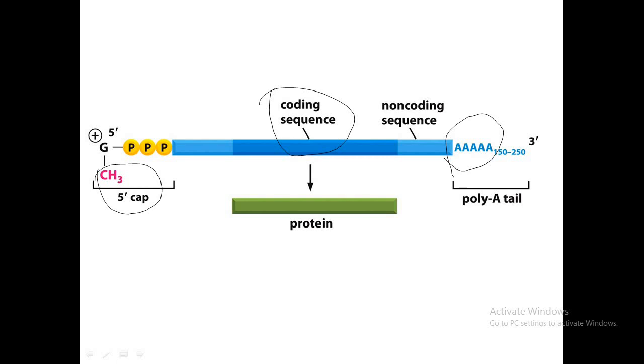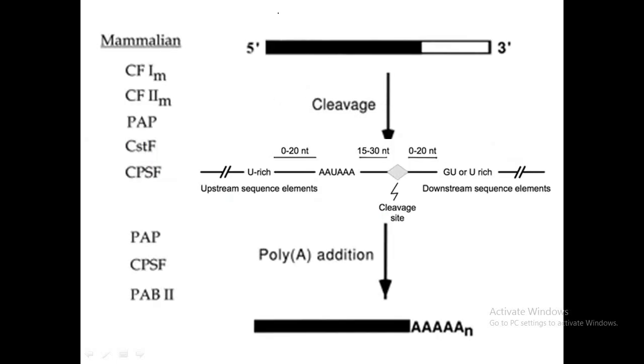The proteins involved in this polyadenylation process are cleavage factors 1 and 2, the polyadenylate polymerase, the cleavage stimulation factor, and the cleavage and polyadenylation specificity factor. All these factors play a very important role in the polyadenylation process.